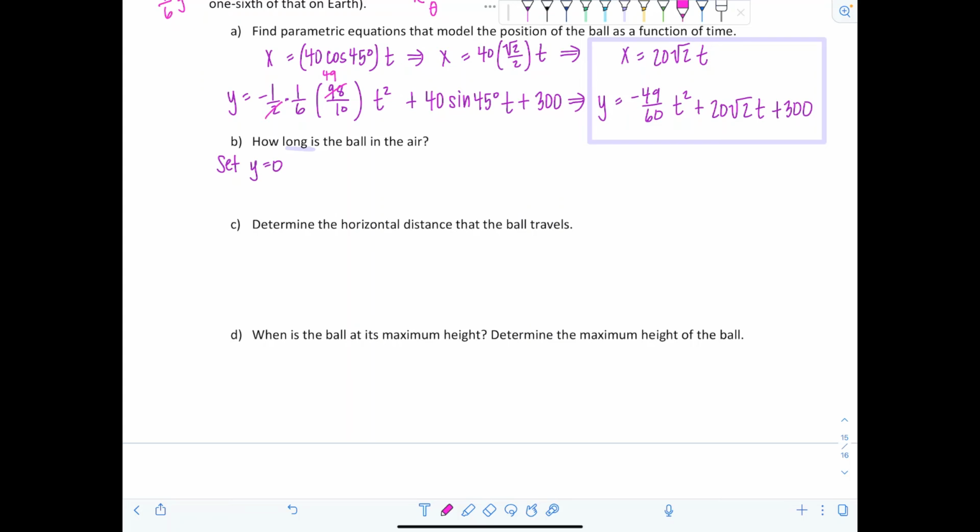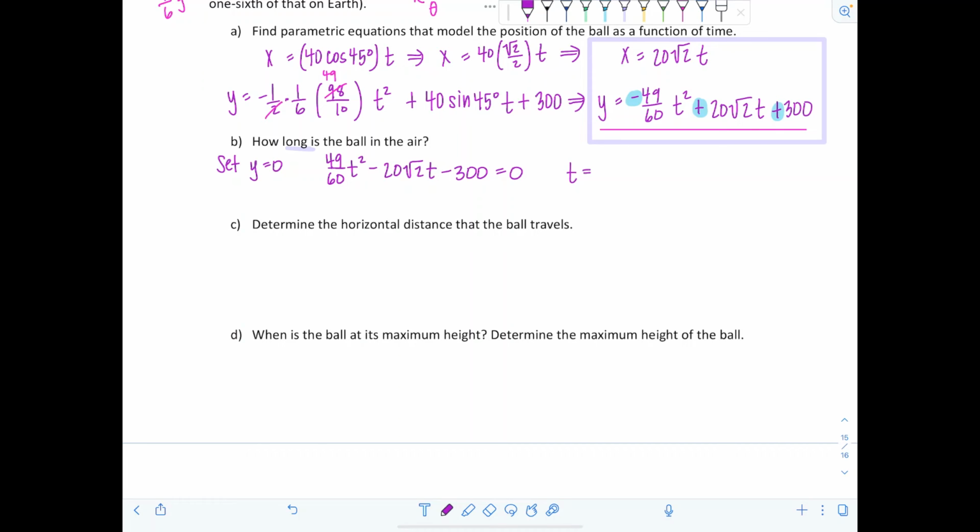So we're going to work with this parametric equation here. And I'm going to multiply everything by -1 so that my leading term is positive. So we're going to have 49/60 t squared minus 20√2 t minus 300 equals 0. This is quadratic, so we can use the quadratic formula. I'm not even going to try to factor this.